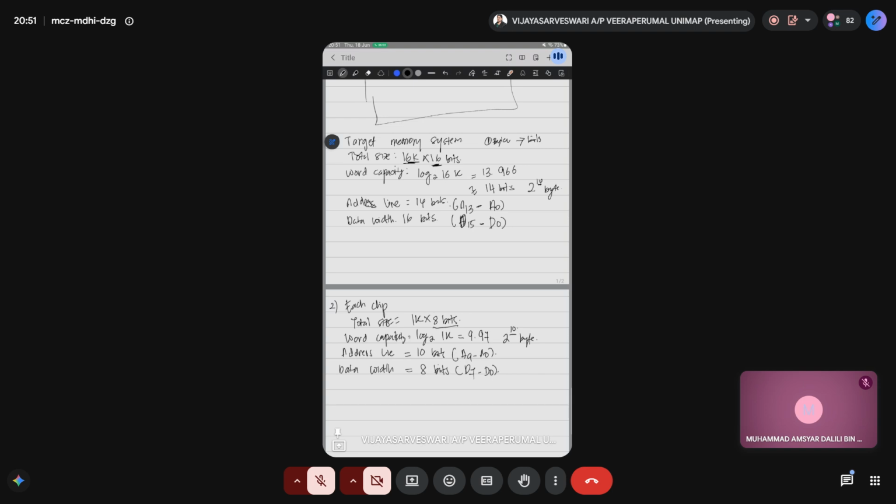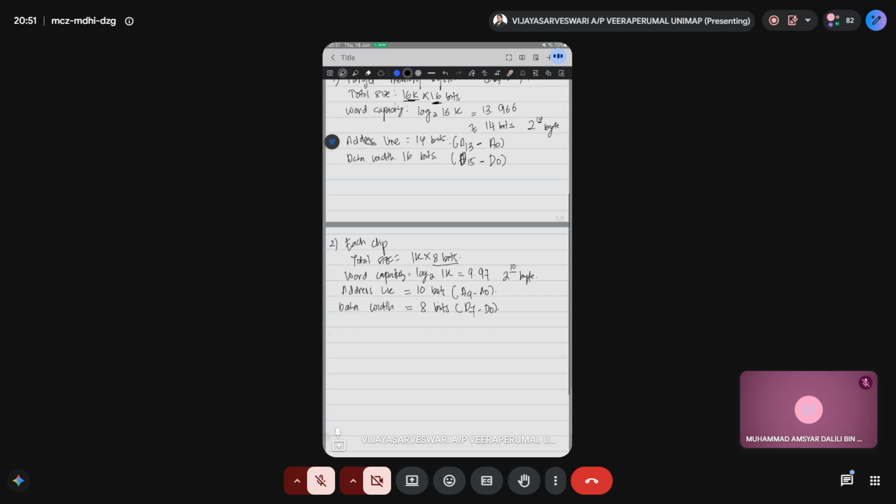Once you have done this, the third thing that you have to do is for the memory. Madam, I have a question. Yes. Why is the address line A9 to A0? Which one? This one, the address line. Yeah, 2 to the power of 10.